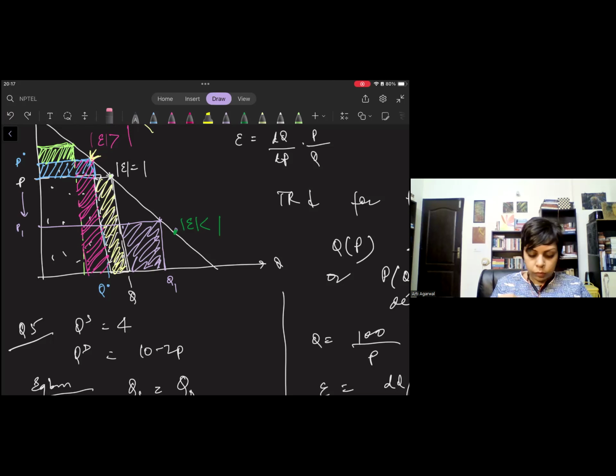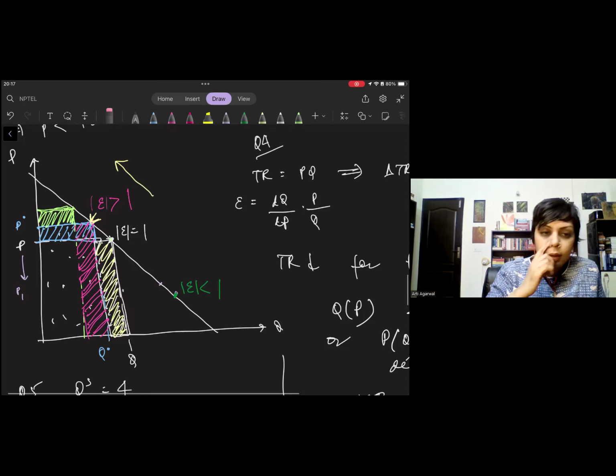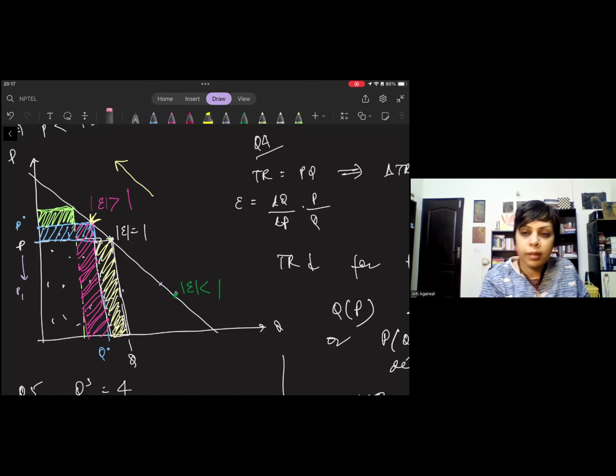Oops. Let's delete this part because it makes the diagram a bit messy. But if you try to rationalize it in your head, what exactly elasticity means when it is greater than 1, it is less than 1. Just in simple intuition terms, elasticity means how willing are you to change your demand when the price changes. And what happens to the revenue when elasticity is greater than or less than 1.